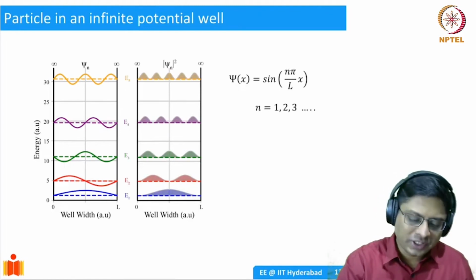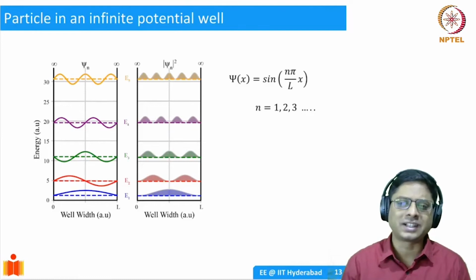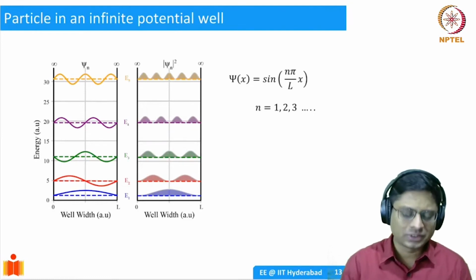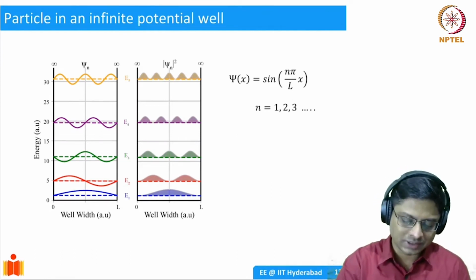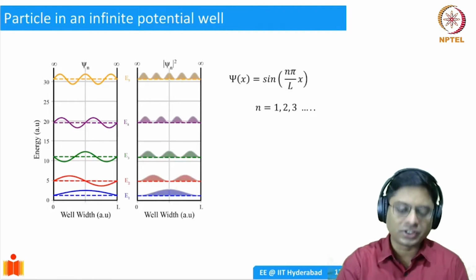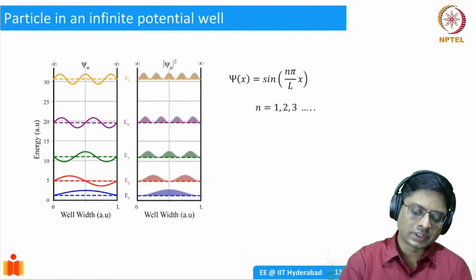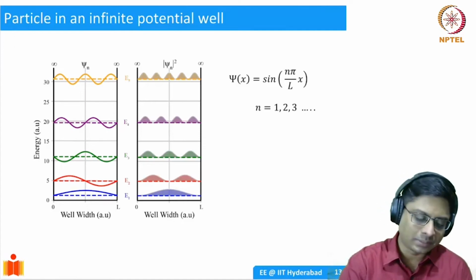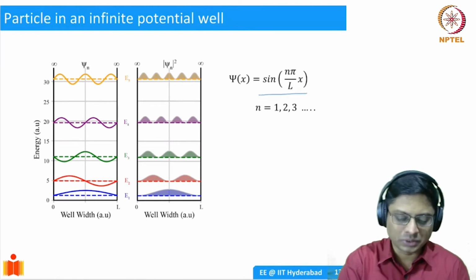I have simply dropped c, because c is what is called the normalization constant. We can actually find out what exactly it is. It turns out to be root 2 by L in this case. But for now, let's not worry about that constant. The functional form of psi of x is basically sine kx, where k was n pi by L. So I can write my wave function as this for n equal to 1, 2, 3, and so on.